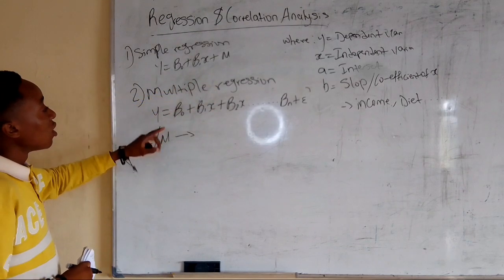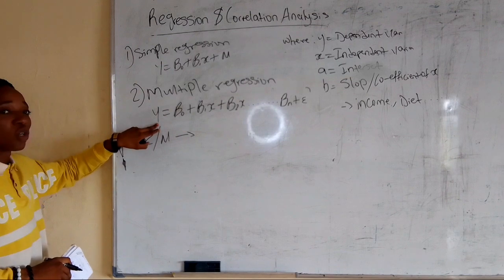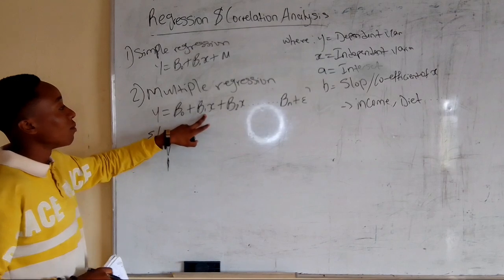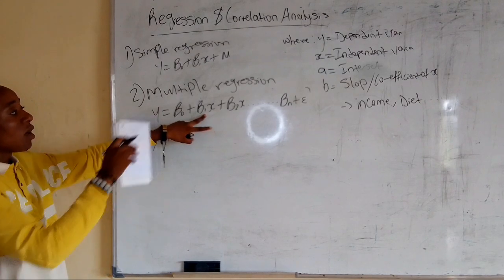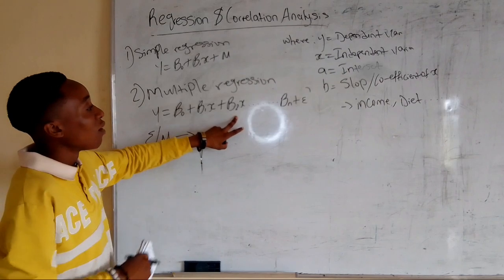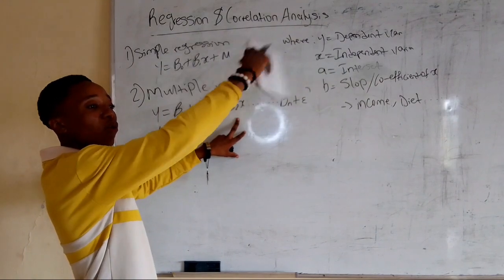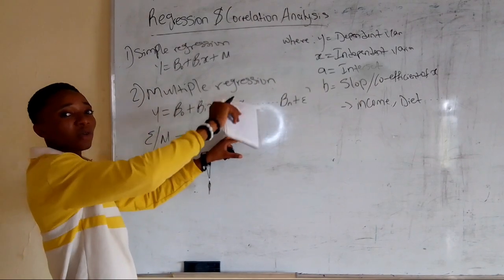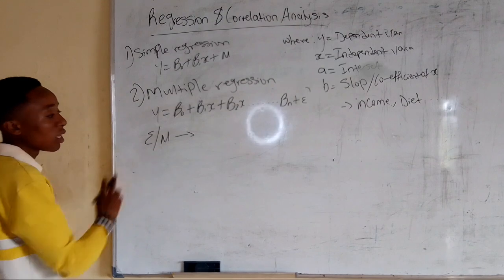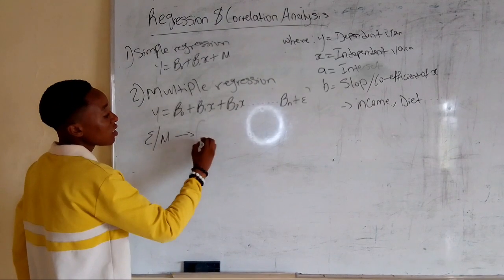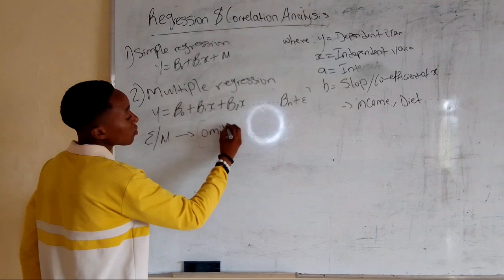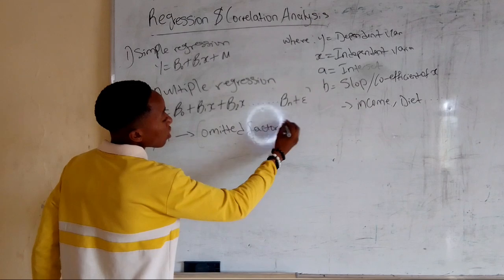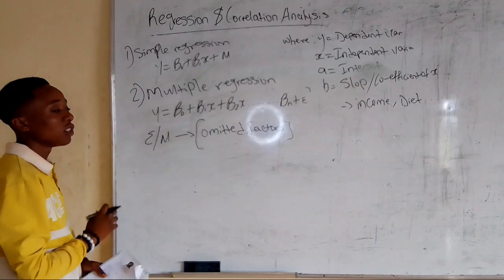In multiple regression, let's take consumption as our dependent variable, our beta 1 as income and our beta 2 as diet. There are still lots of factors that can affect consumption that we have not included. All those omitted factors are what bring about this error term. So the error term represents omitted factors. That is just what the error term is all about.